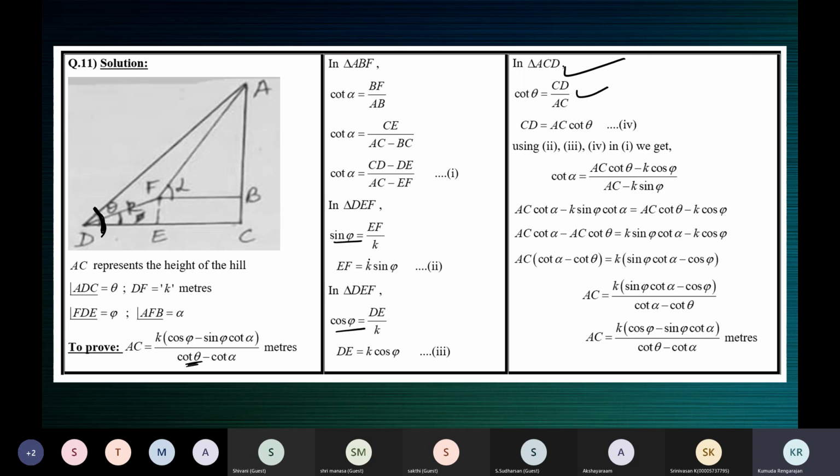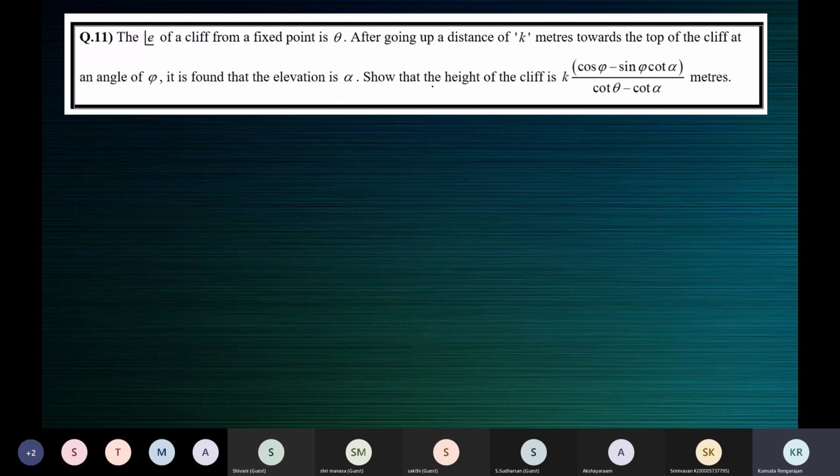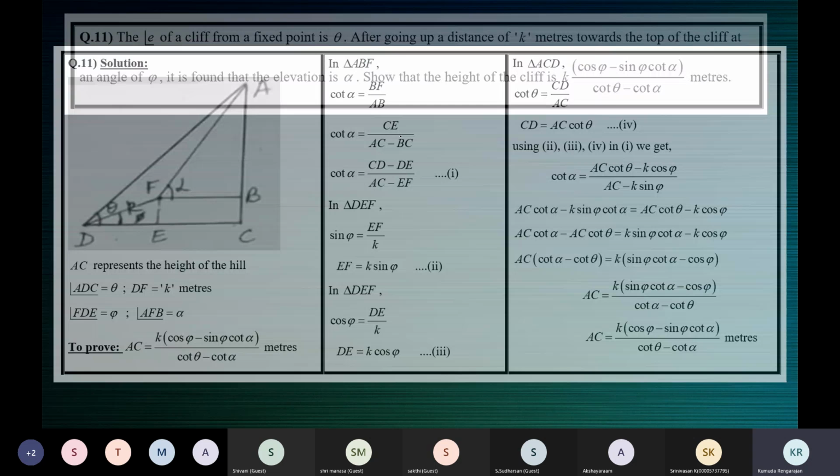So see, for EF we found K sin phi, and for DE, K cos phi. And for CD we got AC cot theta. Now what about AC? AC is what we have to find, the height of the mountain or the height of the cliff. Show that the height of the cliff, that is, you should prove that AC is equal to this one. What is the height of the cliff? AC. AC is the height of the cliff.